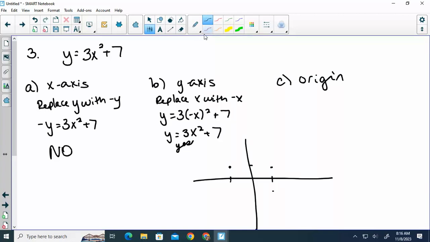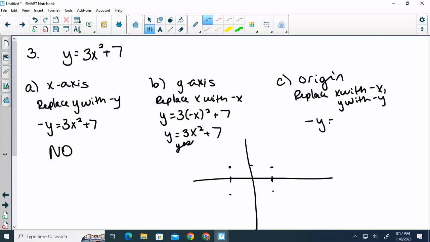Now, it's not guaranteed that it's symmetric to one thing and nothing else. We've seen problems where all of them were no's. We've seen problems where all of them were yeses. So you have to check everything. Origin is saying if you have 1 point, if you make your x and y negative, you also have that one. So to check origin, we do both. We replace x with a negative x, and y with a negative y.